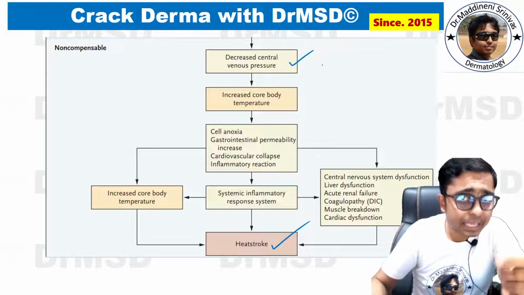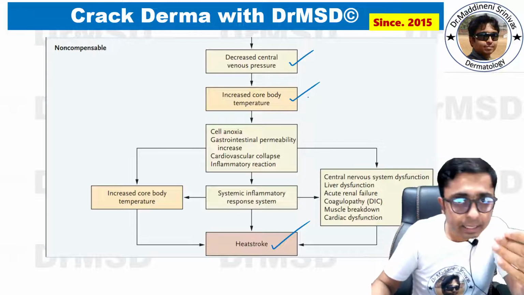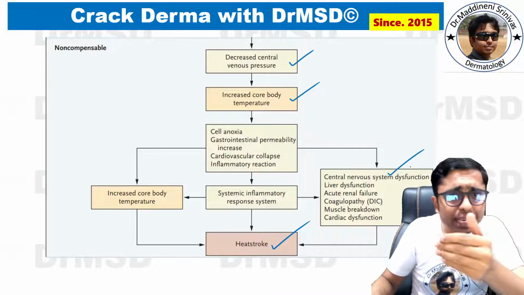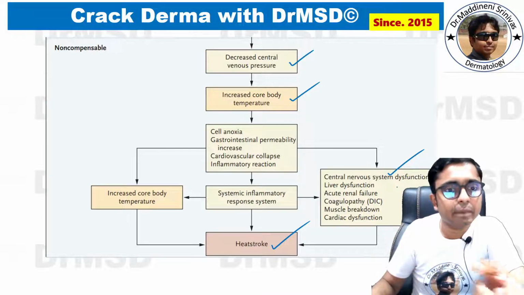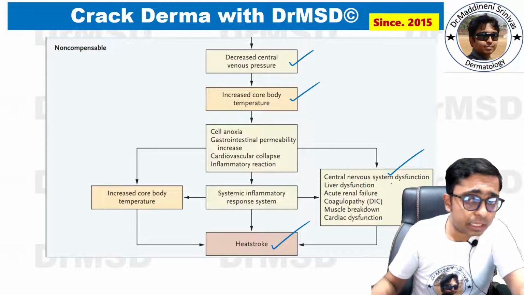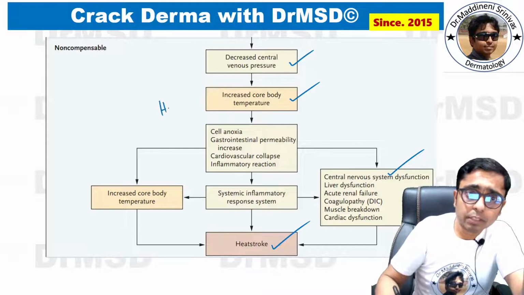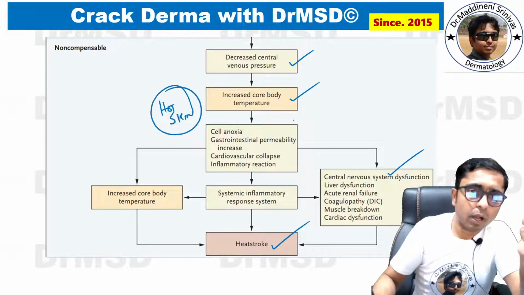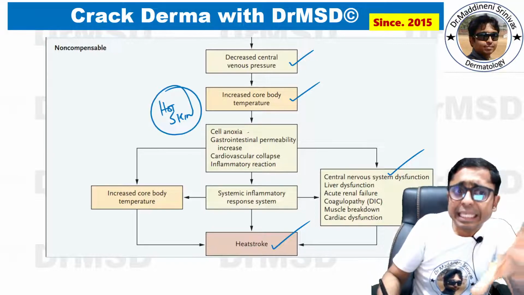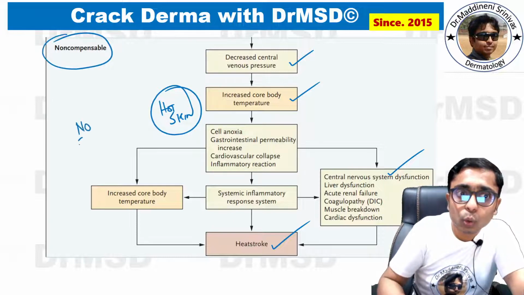There is going to be decreased CVP, central venous pressure will reduce, and this will in turn lead to even more and more increase in the core body temperature, and ultimately the visceral blood flow will reduce even more, and thereby there is going to be central nervous system dysfunction, and that is the reason why there can be disorientation in these patients. Not only that, because of this increased core body temperature, the skin of these patients is going to be extremely hot, and yes, ultimately it is going to land up in heat stroke. But in this non-compensable phase, the patients are not going to have any sweating, no sweating.